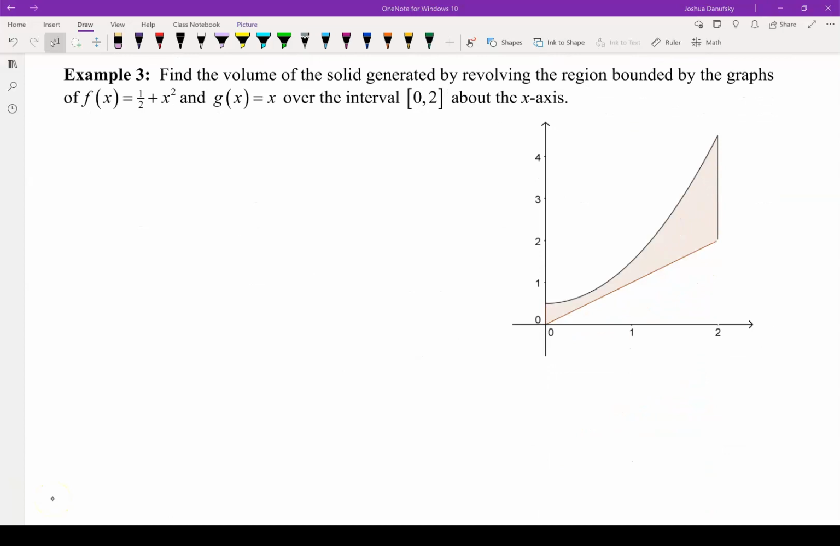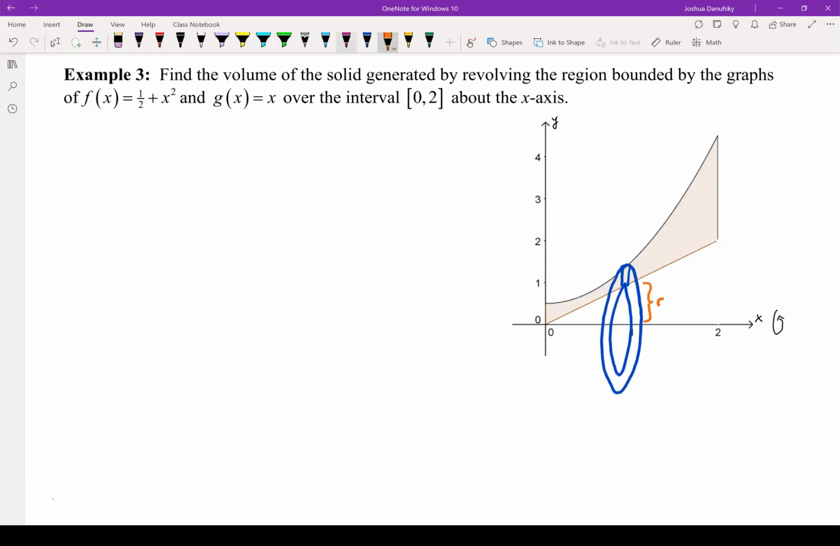Find the volume of the solid generated by revolving the region bounded by the graphs of f of x equals 1/2 plus x squared and g of x equals x over the interval 0 to 2 about the x-axis. So if we were to find the area of this region, we probably would take the top function minus the bottom function and end up with a representative rectangle that looks something like this. We're rotating about the x-axis, so we have a representative rectangle that is perpendicular to the axis of rotation. So we're going to use the disk washer method. A representative washer might look something like this.